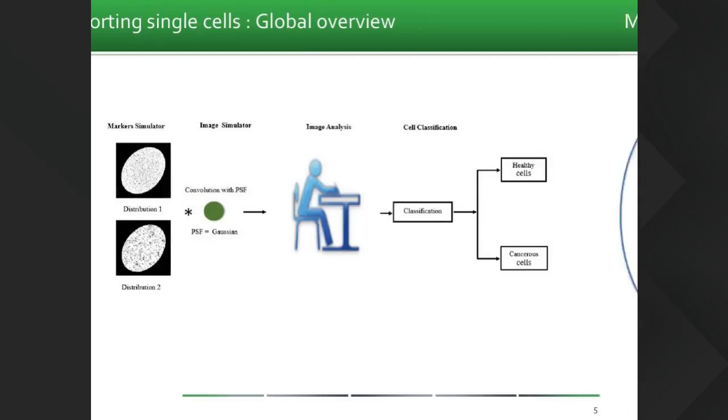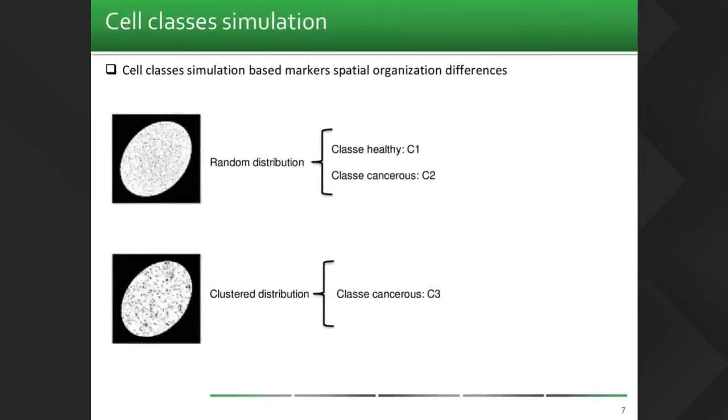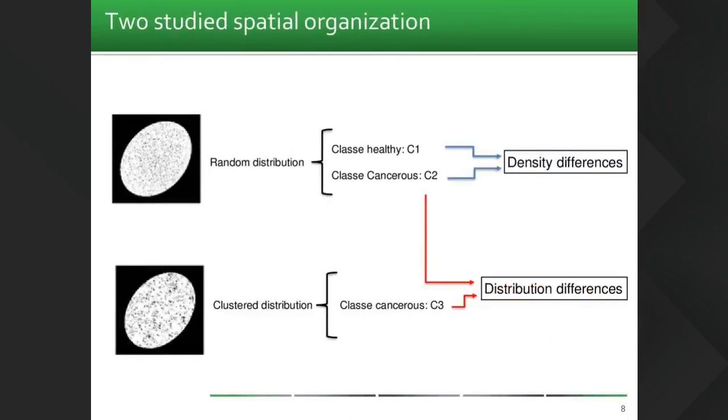Several biological studies found that during the move of the cells from one state to another, for example from healthy to cancerous, this path is marked by modification of the spatial organization of the DNA. So to simulate this synthetic data, we are based on 2 kinds of spatial organization differences. The first one is based on density differences, and the other one on distribution differences.